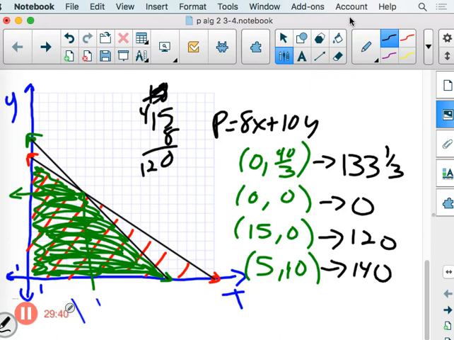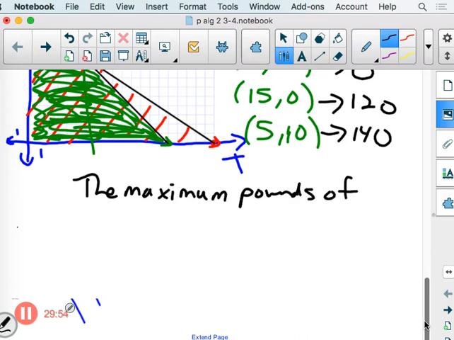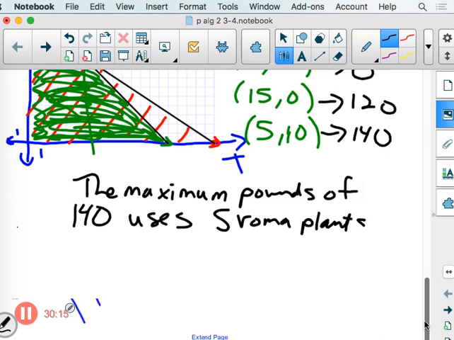Last thing we would do is write one sentence to put this all together, so that when the boss comes in, we can tell him this is exactly what you want to do. The maximum pounds of 140 uses, and now we have to remember which one was x and which one was y. Well, one was x. What type of tomato was the top one? Roma. So 5 Roma plants and 10 cherry tomato plants.